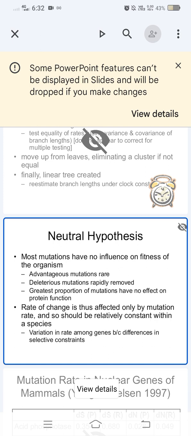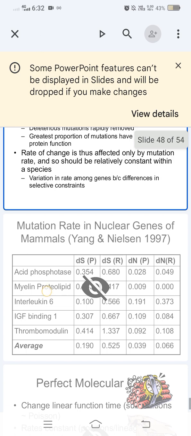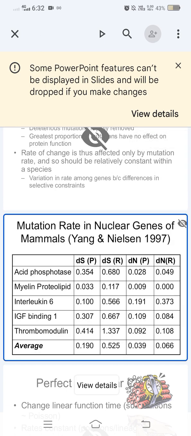Then the neutral hypothesis: most mutations have no influence on the fitness of the organism. Advantages: mutations are rare, deleterious mutations are rapidly removed, and the greatest proportion of mutations have no effect on protein function. Rate of change is thus affected only by mutation rate and so should be relatively constant within the species. Variation in rate among genes reflects differences in selective constraints. Mutation rate in nuclear genes of mammals.